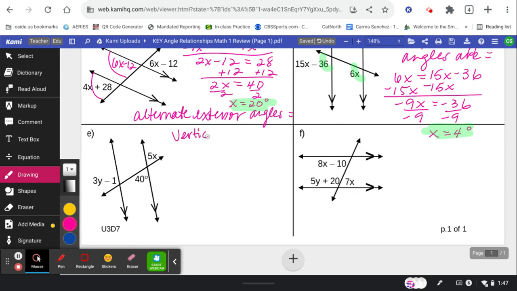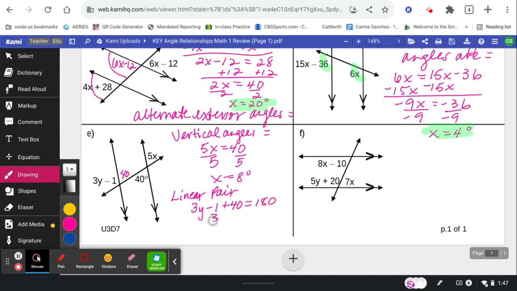All right, this is like a two-stepper. First, I'm going to use vertical angles are equal to do the 5x equals 40. Did you see that one? And so this over here, x equals 8 is done. Now I'm going to use this 40 to write a 40 in there because of alternate interior angles. And then I'm going to do linear pair. And so for linear pair, I take 3y minus 1 plus 40 equals 180. That's 3y plus 39. So minus 39 from both sides.